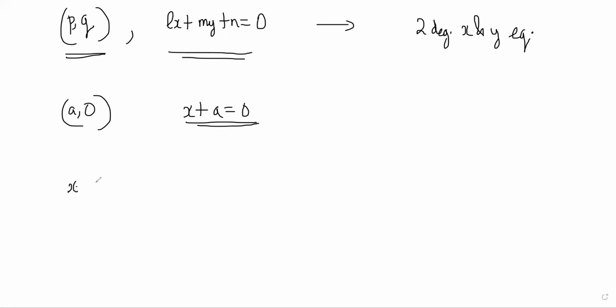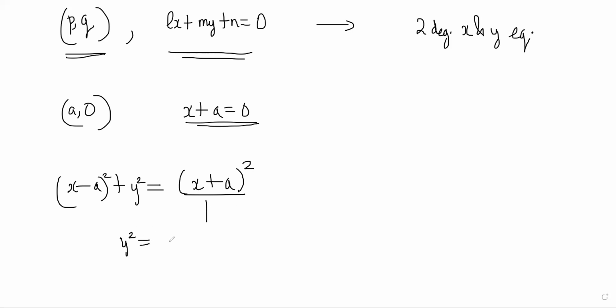You will say x minus a whole square plus y square is equal to the distance of x comma y from this line, which will be x plus a by 1, whole square. Then you will get the equation y square is equal to 4ax. So that looks like your standard equation of a parabola, the simplest form of a parabola equation.